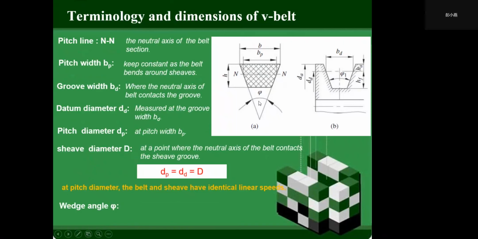The wedge angle phi for V-belt is 40 degrees, and groove angle phi 1 varies from 32 degrees to 38 degrees, and the design will increase friction and transmitting high torque for V-belt.